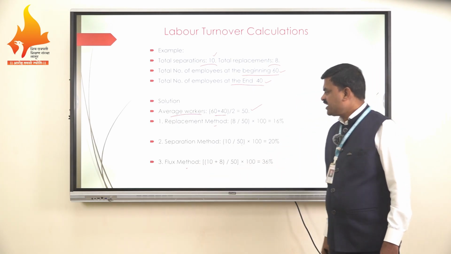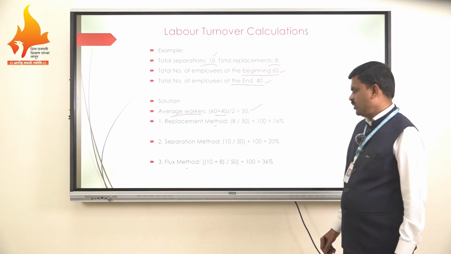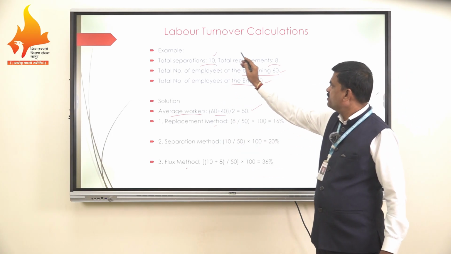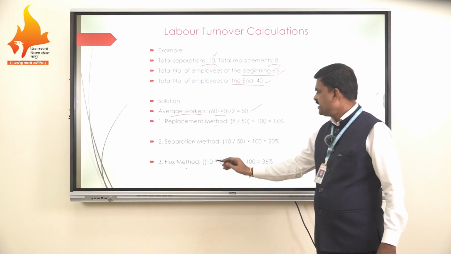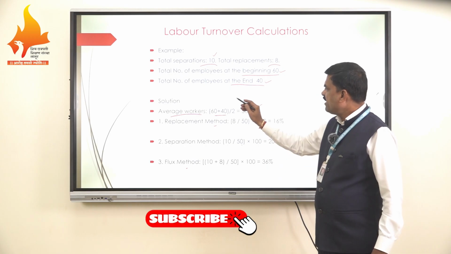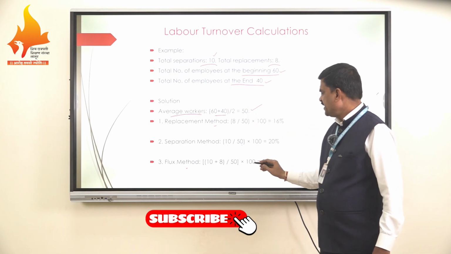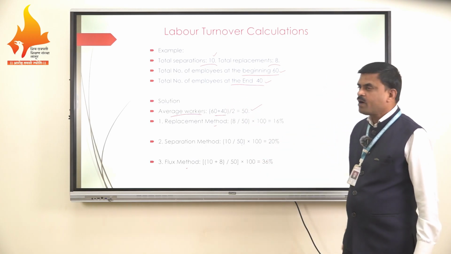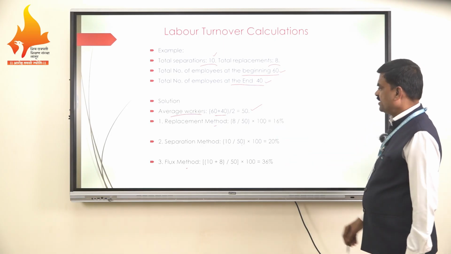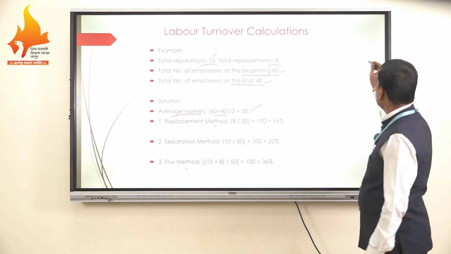Let's find the labor turnover under the flux method. The formula is total number of separations plus total number of replacements, that is 10 plus 8, upon the average workers, that is 50, into 100. We get 36% as the labor turnover rate under the flux method.